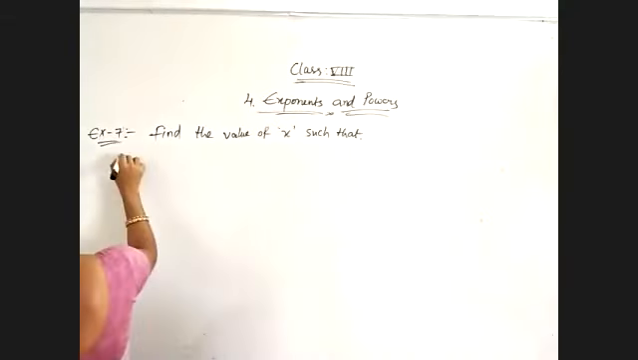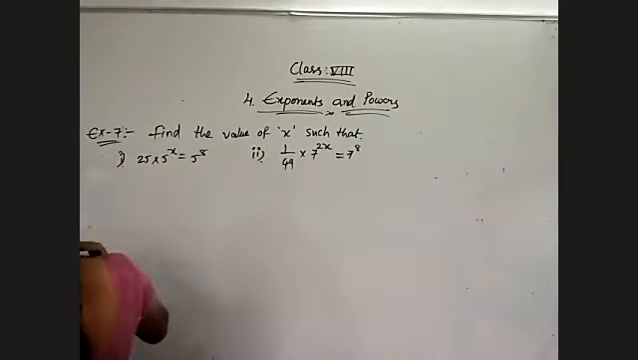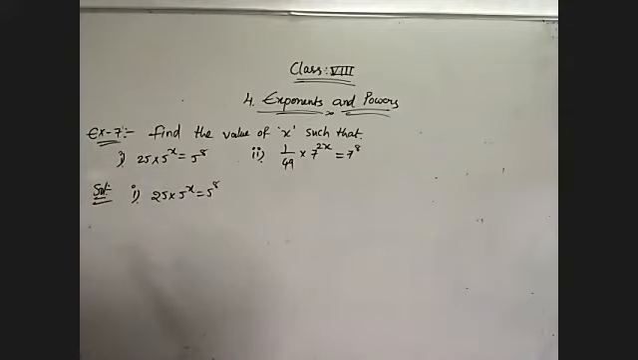First one is 25 into 5 power x is equal to 5 to the power of 8. And my second problem is 1 by 49 into 7 to the power of 2x is equal to 7 to the power of 8. Let us finish these two problems first, after that the remaining. Observe these questions. First problem, 25 into 5 to the power of x is equal to 5 to the power of 8, given.